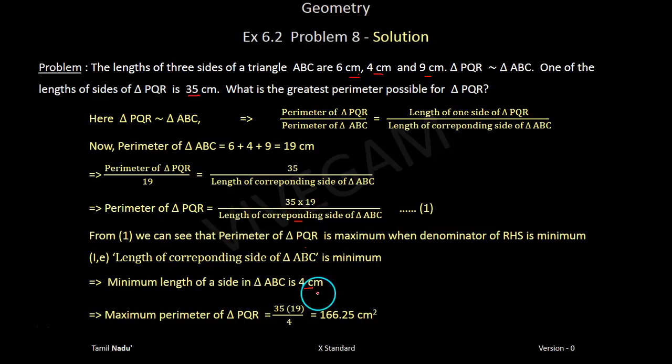And what is the maximum perimeter? You put that value here. So 35 into 19 divided by 4, that is 166.25. Okay. So this 35 can correspond to 6, it can correspond to 4, it can correspond to 9. If they ask you what will be the minimum, then when 35 corresponds to 9, because this is the maximum of the three values, the perimeter will be minimum. So perimeter will be minimum when this is maximum, or as is asked, perimeter is maximum when this is minimum. Okay. So I hope I made it clear.